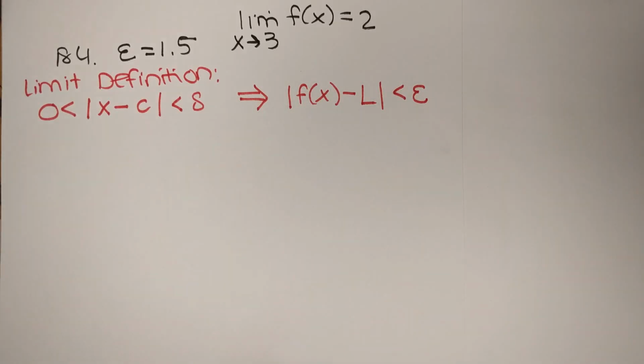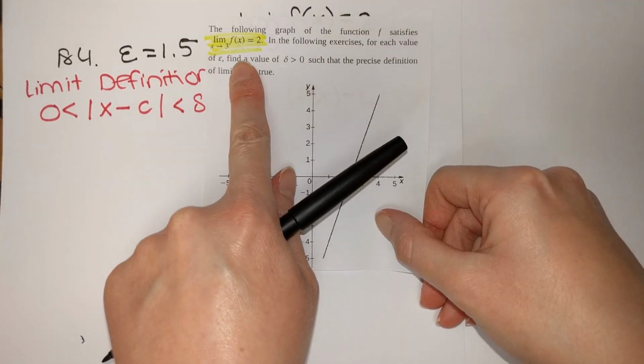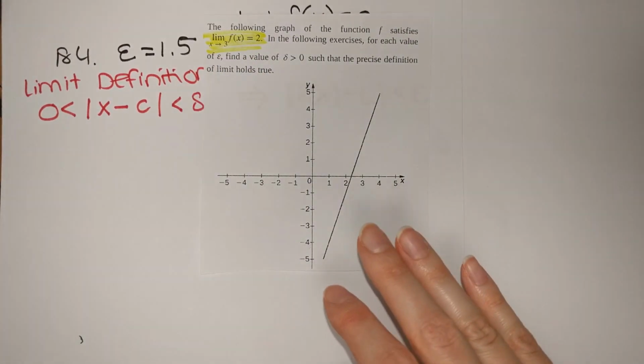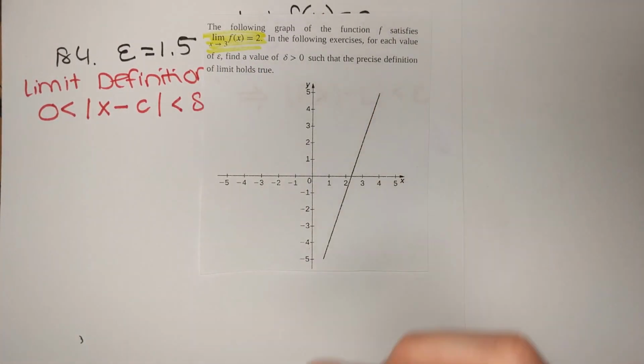They give us the following graph. So just really quickly, the following graph, they're asking us to find the delta that satisfies this limit for an epsilon of 1.5. Now, they don't give us in question 184 the same setup as in question 182 and 183 where they actually wrote out the inequality.